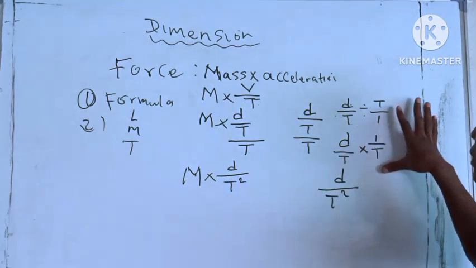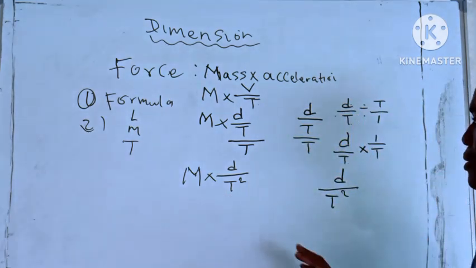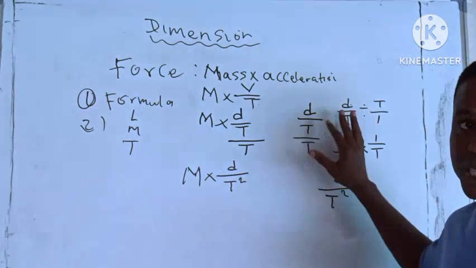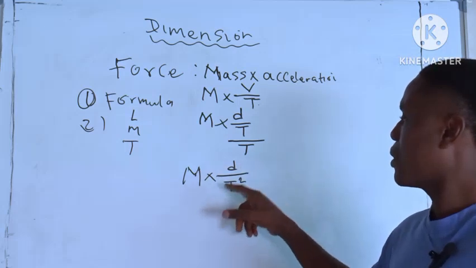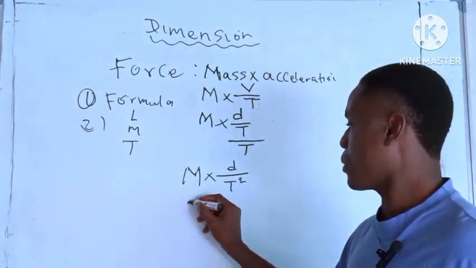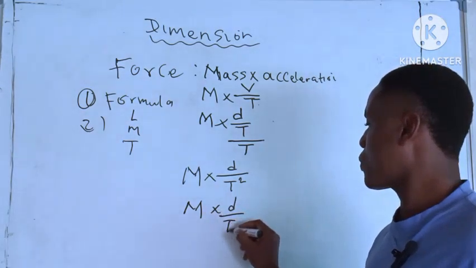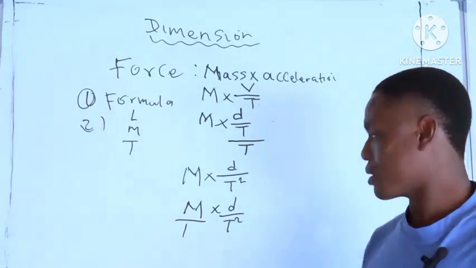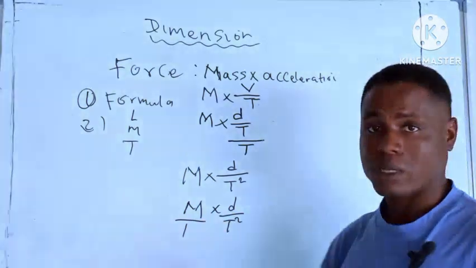So I think I've broken everything down for you to understand, right? So this is what we have, m times d all over t square. Let me clean this part before some of you say, hey. So here we have m times d all over t square, right? So from this, we can write it in this form: m times d all over t square, m divided by 1, isn't it? It's still the same thing now. I said anything divided by 1 will still give you that particular thing, right?